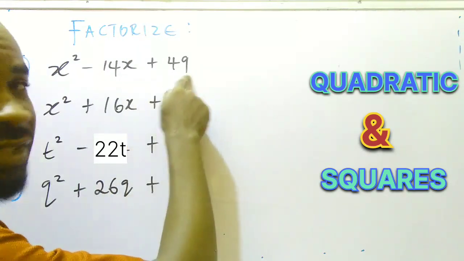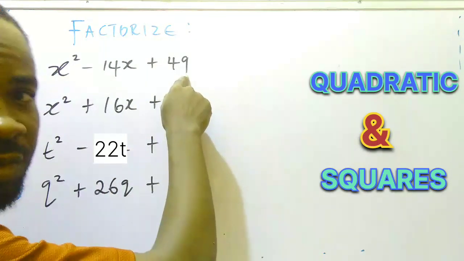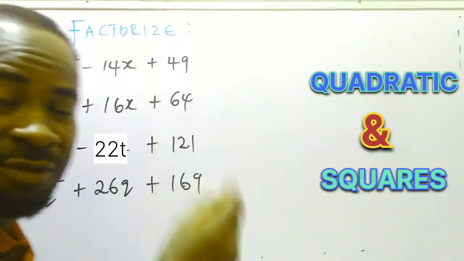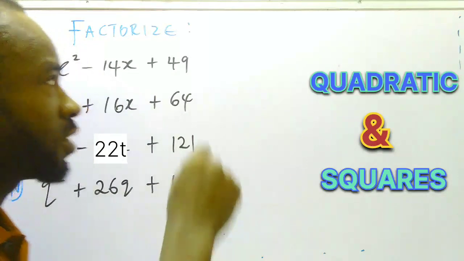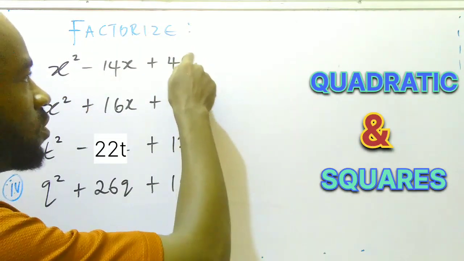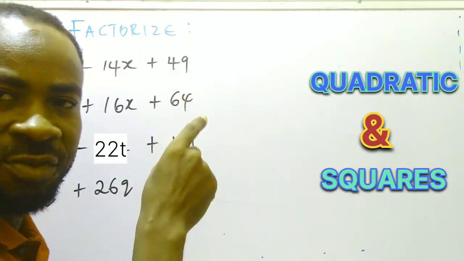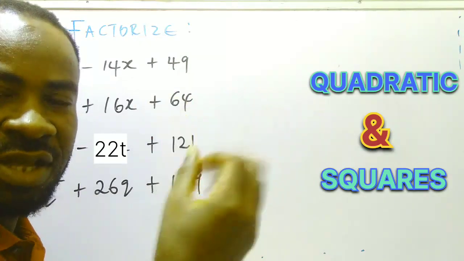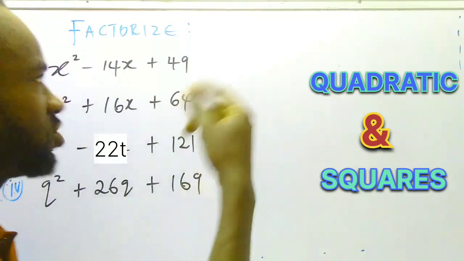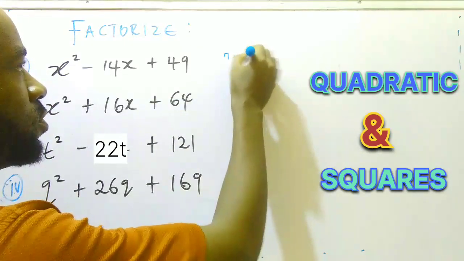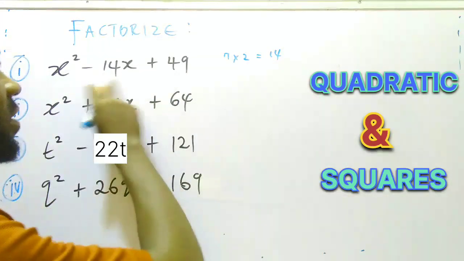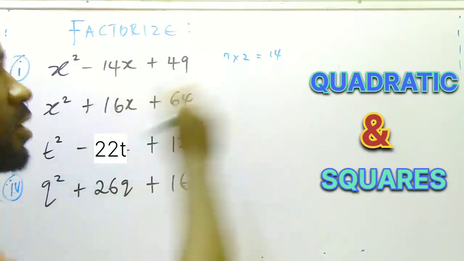If you check this last term here, this is a perfect square, right? 49 is a perfect square because 7 times 7 gives you 49. So since 49 is a perfect square, the square root of 49 is 7. Now, if you multiply that 7 by 2, that gives us 14, and that is this middle term, okay?